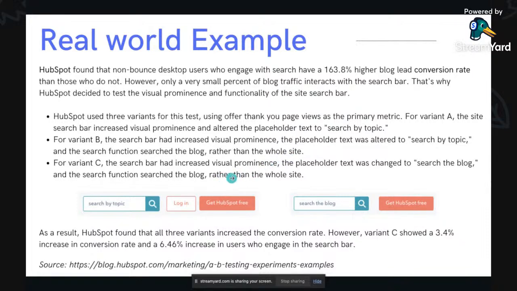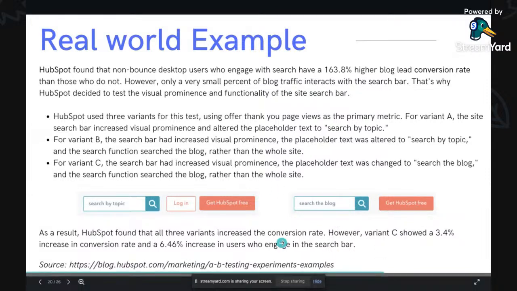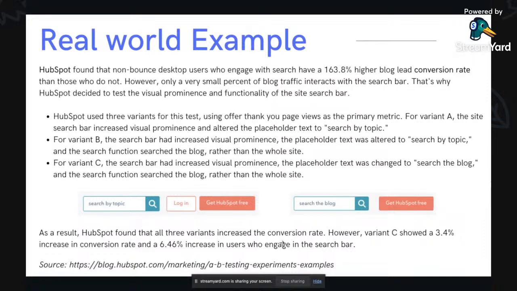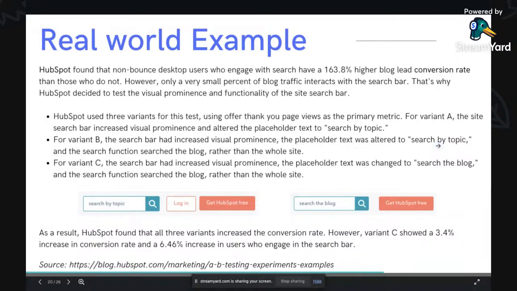What they observed was that variant C showed a 3.4% increase in conversion, and a 6.46% increase in users who engage with the search bar. In practical terms, these quantities are really high when it comes to practical implementations of A/B testing. So that's a really good result that they got, and I just thought I'd share this example with you. And I think that is the main gist of A/B testing as a whole.